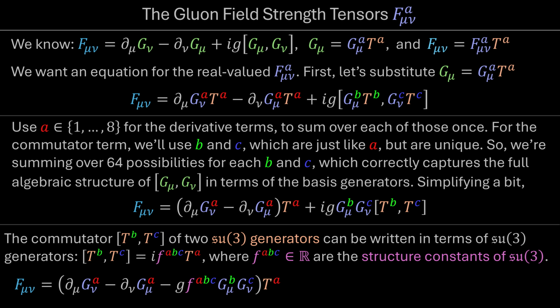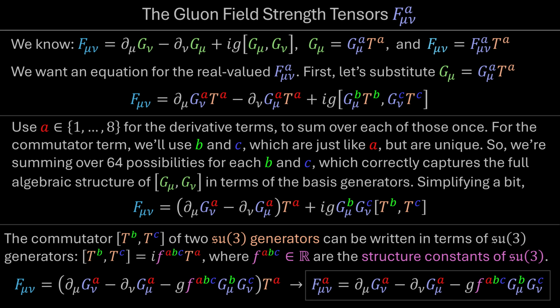And if you look at the whole expression inside the parentheses, that's just a scalar, because you have the derivatives of the components of the scalar-valued gluon fields, as well as the coupling constant g, which is a real number, as well as the SU3 structure constants f A B C, which are real numbers. And so right from this equation, we can directly read that the A-th real-valued field strength tensor, F mu nu A, is going to be the expression inside the parentheses. That is, F mu nu A equals partial mu G nu A minus partial nu G mu A minus g f A B C G mu B G nu C.